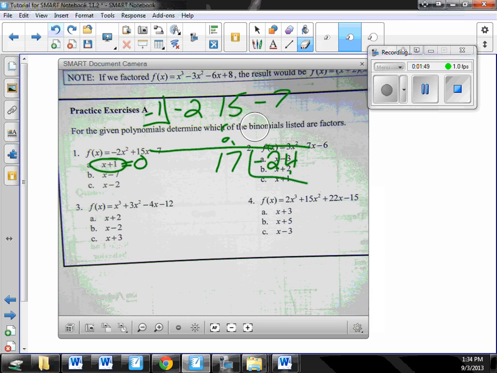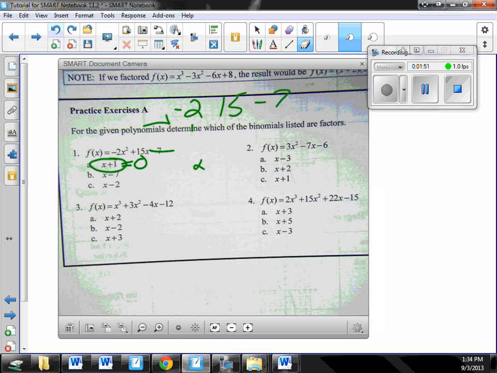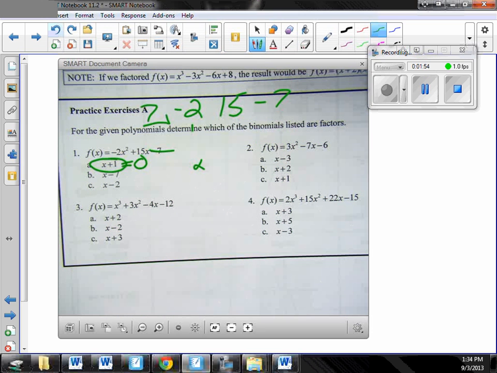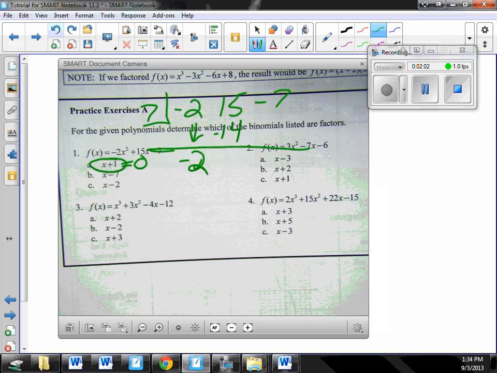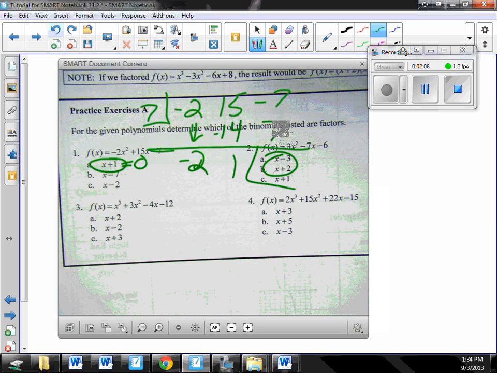All right. So if I change to 7, I bring down the -2. 7 times 2 is -14, which gives me a 1. 7 and 1 is 7. 0. So B is a yes.